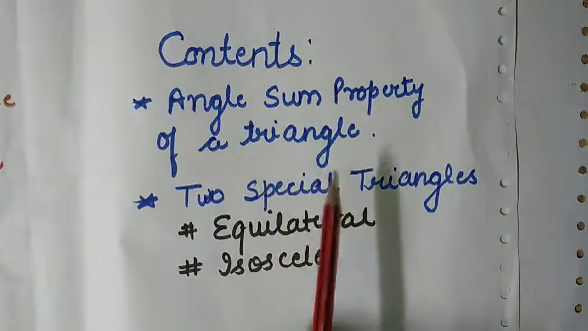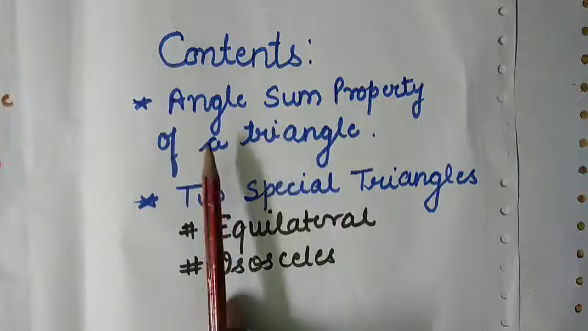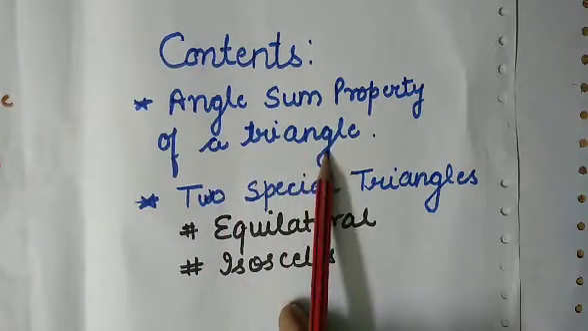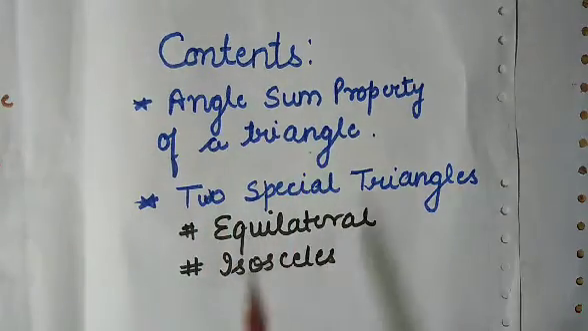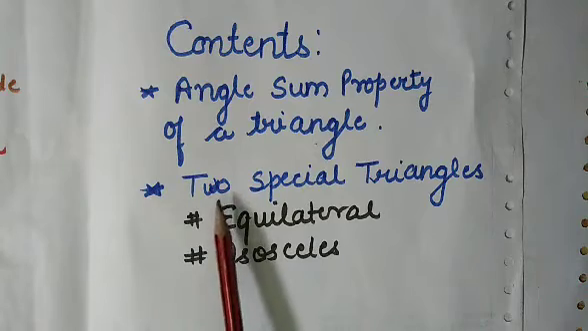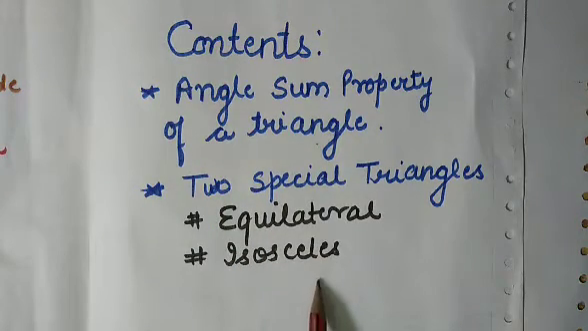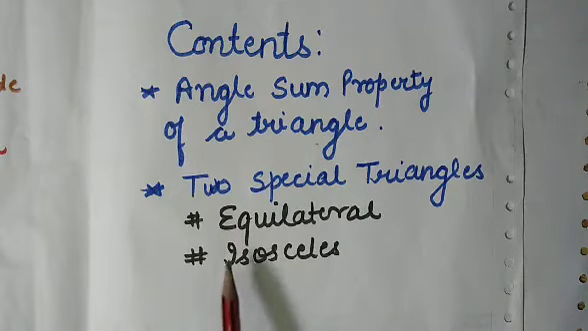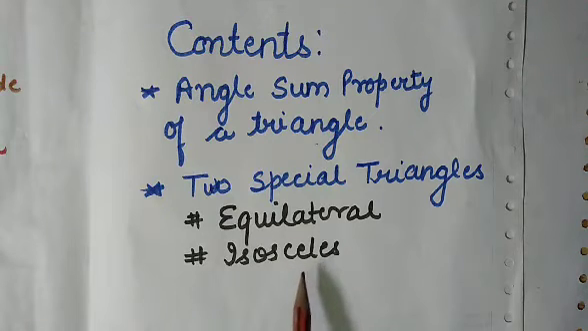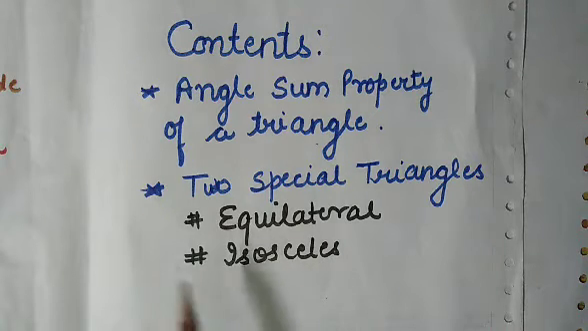angle sum property of a triangle. This is an important property, angle sum property of a triangle. We will learn about this. After that, we will learn about two special triangles that are equilateral triangle and isosceles triangle. We are going to learn the properties that an equilateral triangle and isosceles triangle have. So we are going to discuss these two topics in this lecture. Let us start with the first topic, that is angle sum property of a triangle.